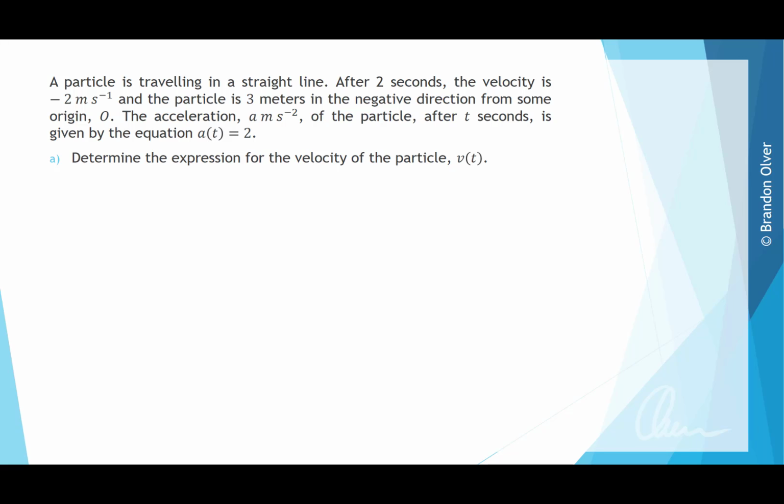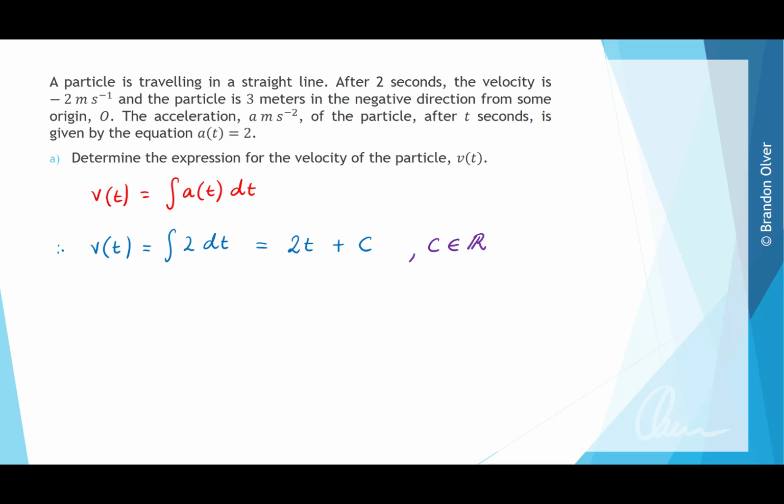For part A, we're asked to determine the expression for the velocity of the particle v of t. So we need to remember that v of t is equal to the antiderivative of the acceleration rule, with respect to t. So that means that v of t is equal to the antiderivative of 2 with respect to t, and when we antidifferentiate a constant term, we simply get 2t. So we introduce the variable that we're anti-differentiating with respect to, and then we get plus c, where the constant c is an element of the real number set.